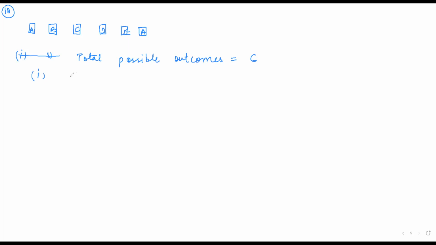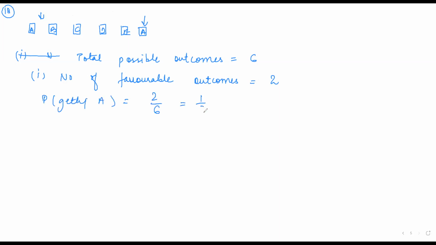I want A, right? So how many favorable outcomes are there? 2, ma'am. 2, because there are 2 A's, right? So I can have any of the A's. I can have the first A, or I can have this A which is on another face. So both are my favorable outcomes. So the probability of getting A is 2 by 6, that is 1 by 3.